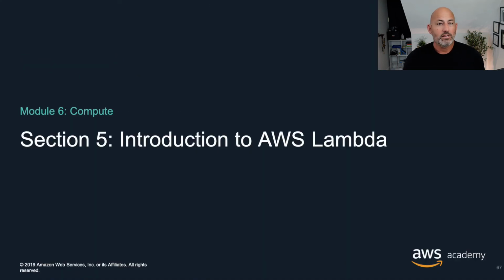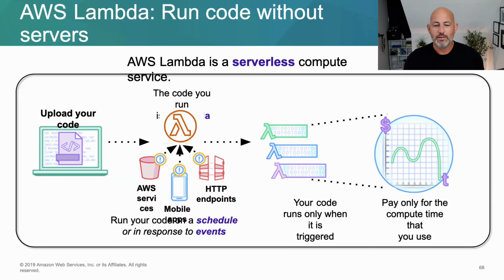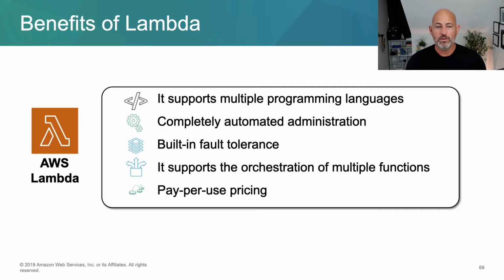Okay, so let's now talk about Lambda, my favorite service on AWS. Why do I like it so much? Because it's easy to use to build stuff. And so Lambda is a serverless compute service. It allows you to run code in response to events. And the code will only run when it's triggered, and you only pay for the compute time that you use.